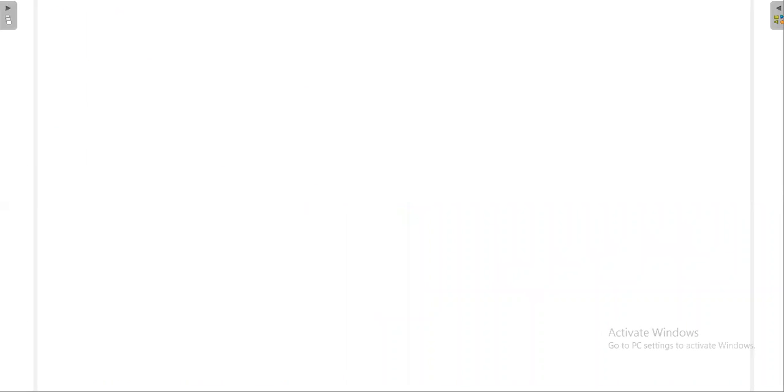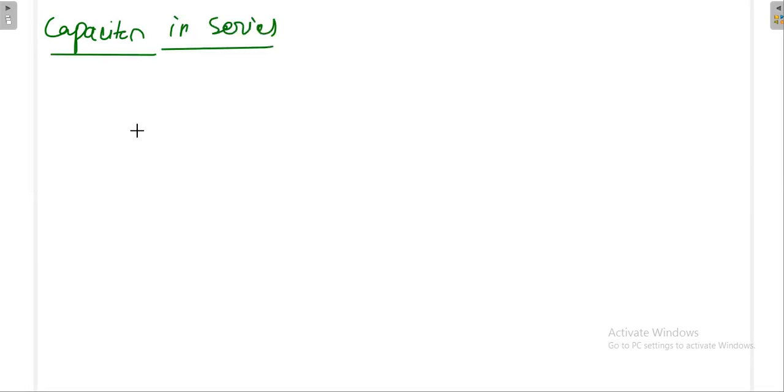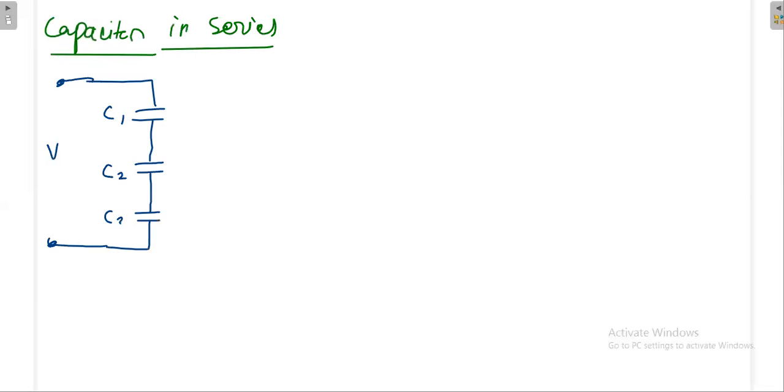Capacitor in series. Once capacitors are in series, say there are 3 capacitors. Here I am having some voltage. Now I am having C1, C2, C3. Definitely the voltage will be distributed like this: V1, V2, V3. Once you apply KVL, it becomes like this only. Finally, 1 by C equivalent is equal to 1 by C1 plus 1 by C2 plus 1 by C3. You'll get like this only.